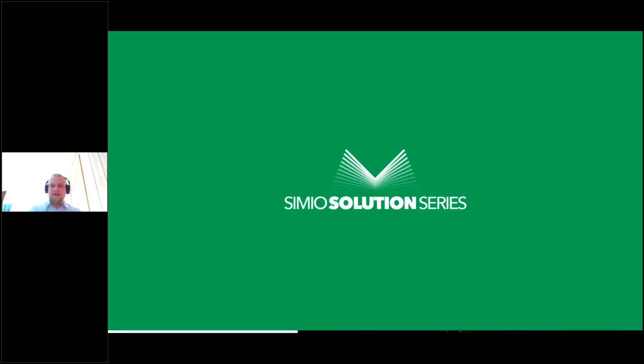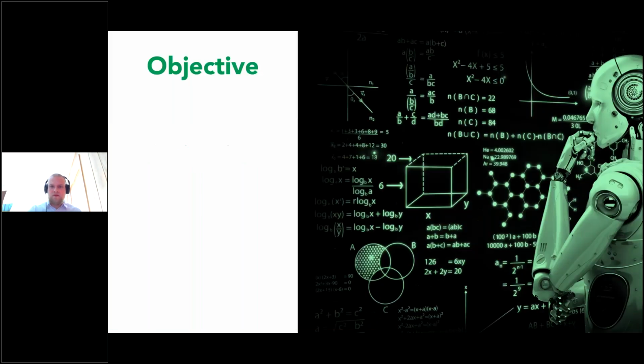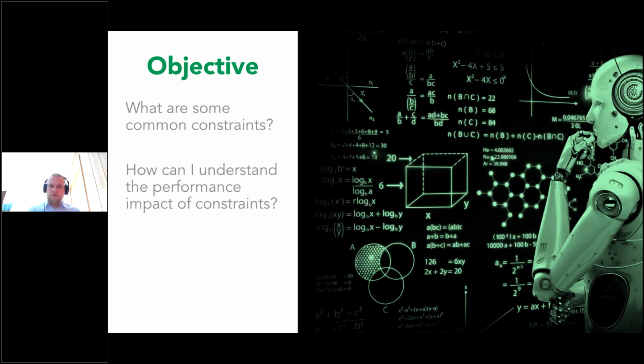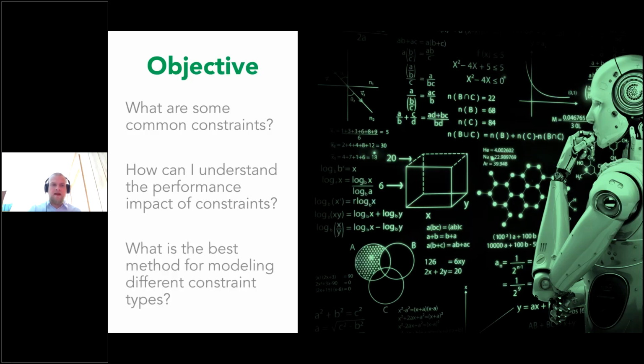My objective today with this presentation is really to answer a few questions for you at some capacity throughout the presentation, or even in the software demonstration in the back half. First, what are some common constraints that we experience in day-to-day life or in operations? How can I improve the performance, or understand the impact of different constraints that I'm experiencing? And then what is the best modeling method for different constraint types? We're going to try to address all of these during this presentation today.